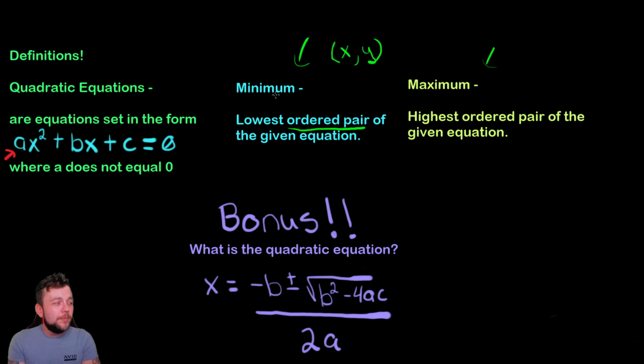So when I say the minimum value, the lowest ordered pair of the given equation, what we've covered in the past are just linear equations, right? So it's just a line. And if it goes on forever, there are no minimums or maximums. There are no low points or high points on a given line because it goes off into negative and positive infinity. So that should give you, and if you looked at the thumbnail, that should give you a clue that we're not dealing with things that are straight lines anymore. We are dealing with a shape called a parabola.